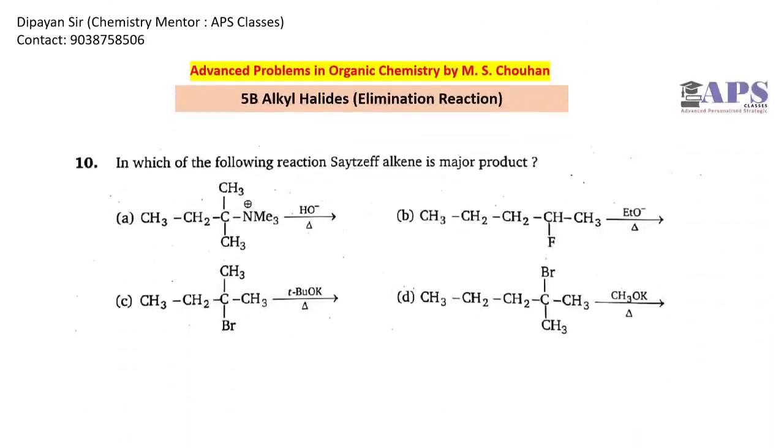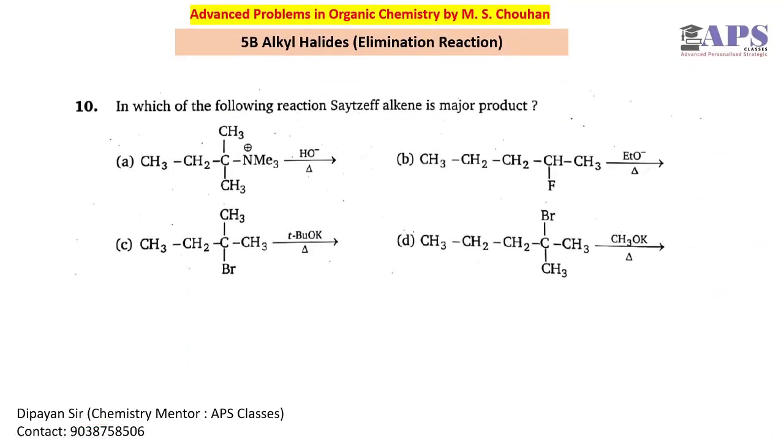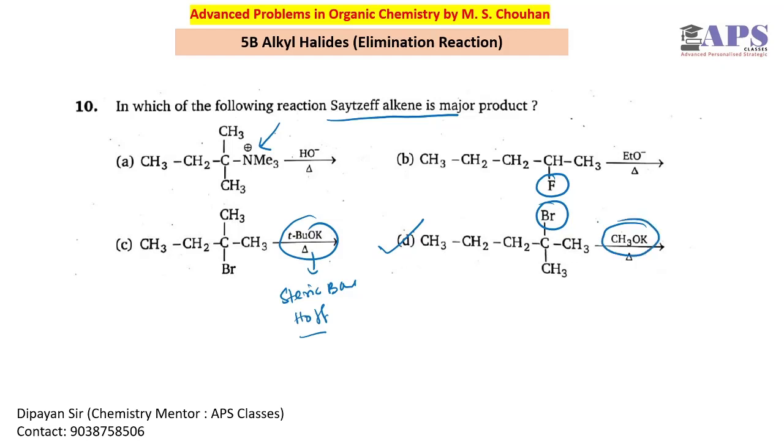Okay, the last question of this 10 question series is we have to find the Saytzeff alkene. Positive charge on nitrogen indicates the Hofmann type of elimination. Fluoride indicates the Hofmann type of elimination. Tertiary butoxide, which is a steric base, indicates the Hofmann type of elimination. Only option B is the correct option, which will give you the Saytzeff type of alkene because bromine is a normal leaving group and methoxide is not a steric base. So this will give a normal Saytzeff product.